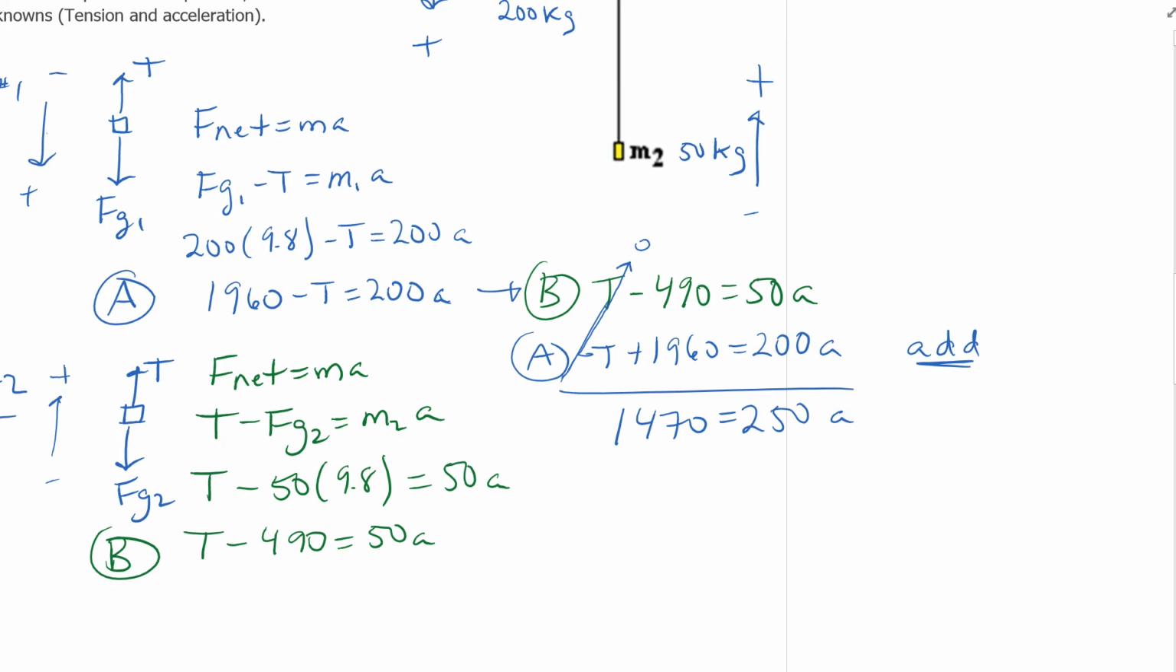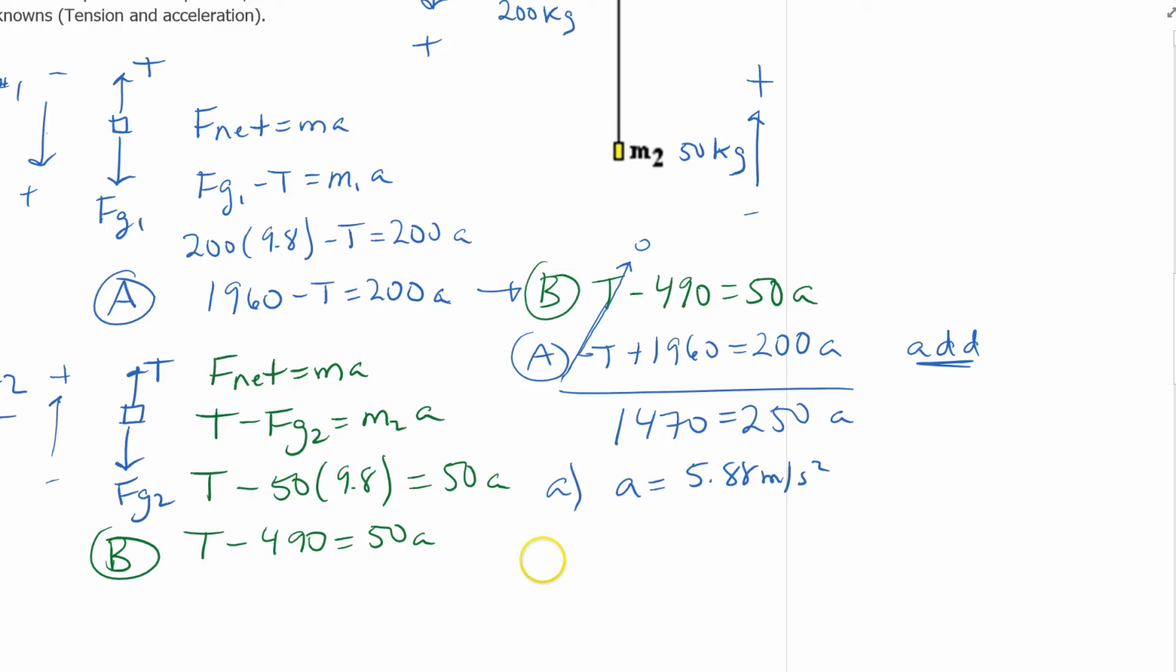And now we're almost there. We just divide both sides by 250. So I say a is equal to 5.88 meters per second squared. So it took me a little bit longer to get acceleration. I did say that that system approach was easier.